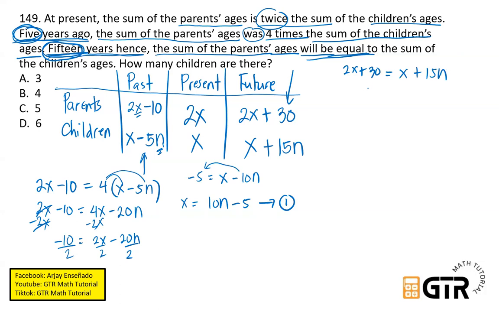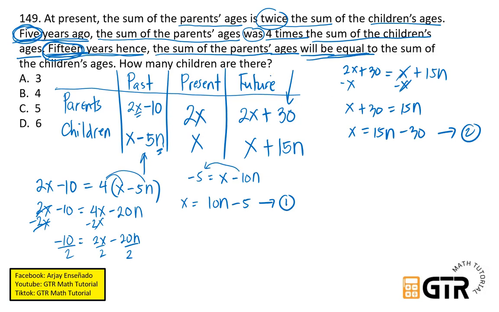So, i-simplify lang din natin ito. So, we can solve for x. So, subtract x to both sides. Dalhin natin dito sa left para positive siya. 2x minus x. So, we have x plus 30 equals 15n. And then, lipat lang natin yung 30 sa kabila. So, we have x is equal to 15n minus 30. So, this is equation number 2.